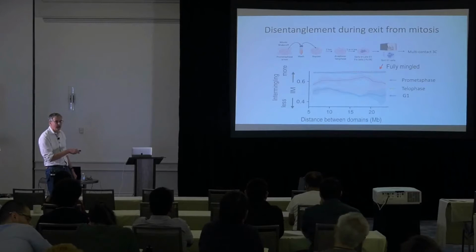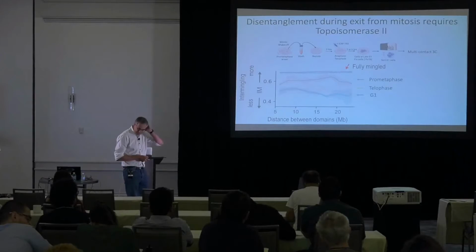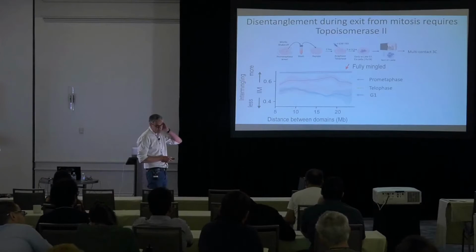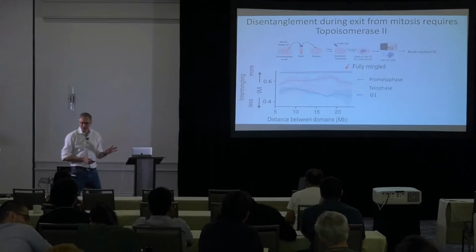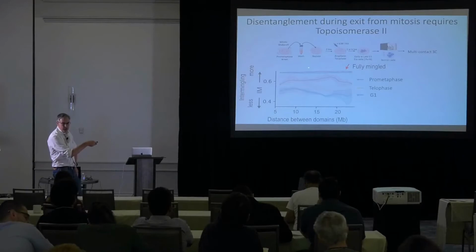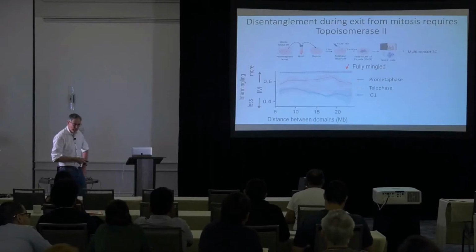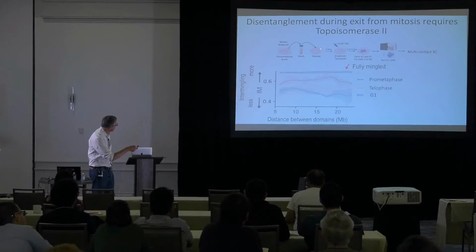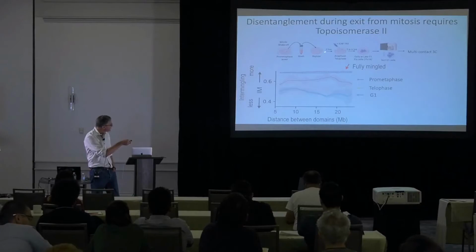Now, I have been talking about all these interminglings, saying that they are topological structures made by topo II. If that is indeed the case, and polymer simulations suggest that it is, this demingling should be topo II dependent. So what happens in this experiment if I block topo II? There's a little bit of a complication in that experiment because you can't block topo II in mitosis. The cells will never exit mitosis because they cannot disentangle the sister chromatids. They're also entangled with each other. I didn't mention that, and I won't mention it again.